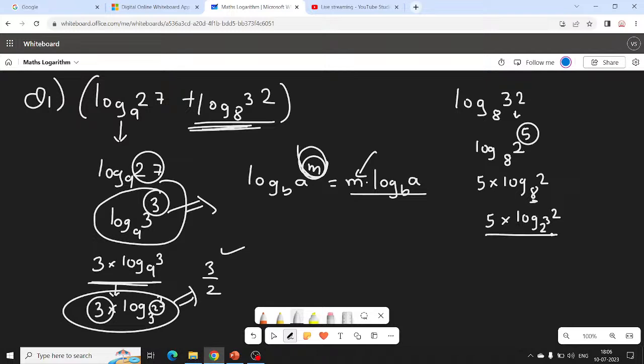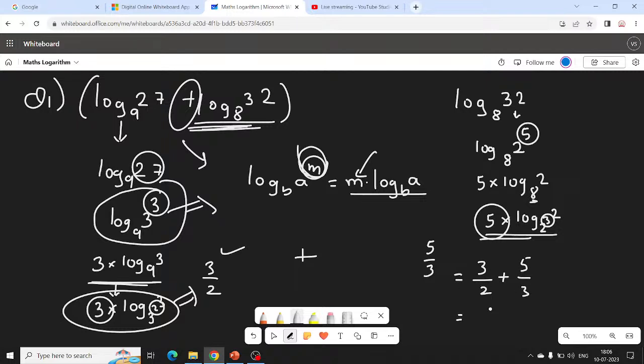And this one here, this is 5. You write down 5. And what is 2 to the power of here? 3. So this becomes 5 by 3. And in the center, what is the sign here? Plus. So what are you going to add? 3 by 2 plus 5 by 3. You have to simplify this. What answer do you get? 9 plus 10 divided by 6. So the answer is 19 by 6.